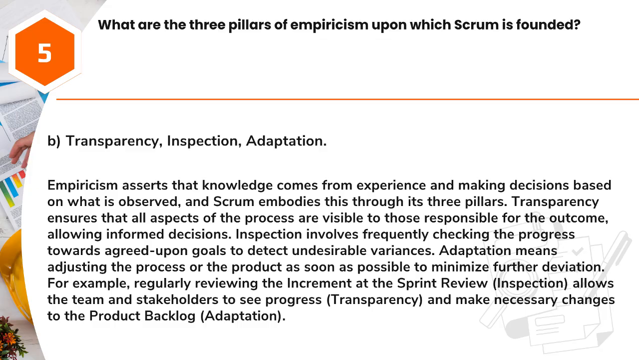Empiricism asserts that knowledge comes from experience and making decisions based on what is observed, and Scrum embodies this through its 3 pillars. Transparency ensures that all aspects of the process are visible to those responsible for the outcome, allowing informed decisions. Inspection involves frequently checking the progress towards agreed-upon goals to detect undesirable variances. Adaptation means adjusting the process or the product as soon as possible to minimize further deviation. For example, regularly reviewing the increment at the sprint review, inspection, allows the team and stakeholders to see progress, transparency, and make necessary changes to the product backlog, adaptation.